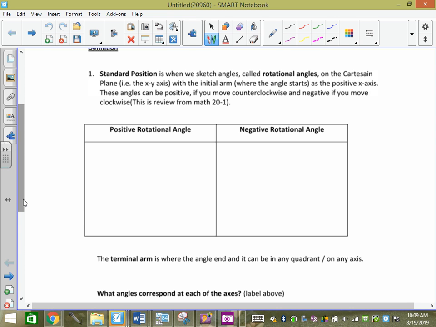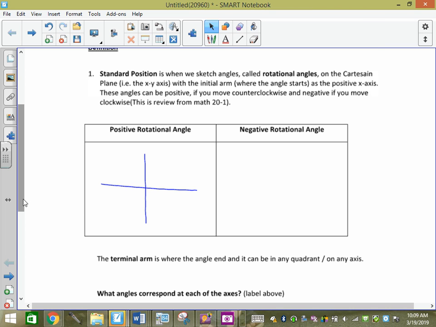the initial arm, where the angle starts at the positive x-axis. These angles can be positive, move counterclockwise, or negative, move clockwise. So last year you would have looked at positive ones. So what I'm going to do is label it in degrees for now. So this would be 0 degrees. If it's positive, we go counterclockwise.